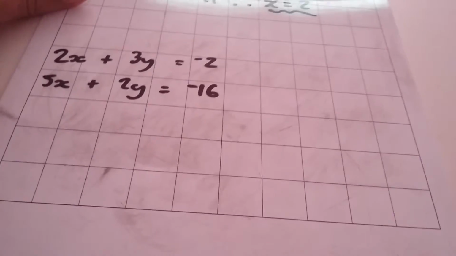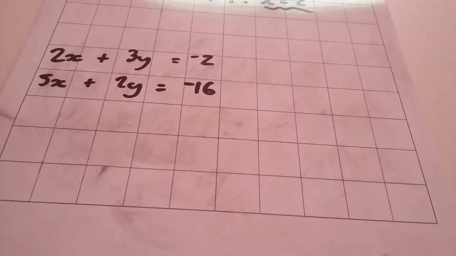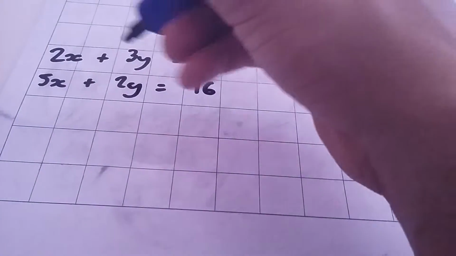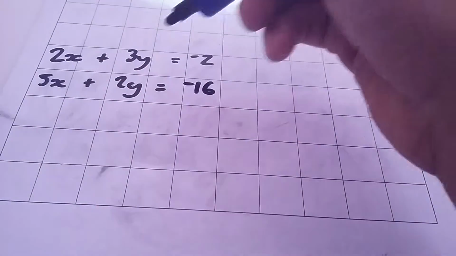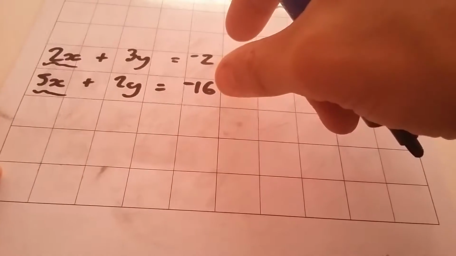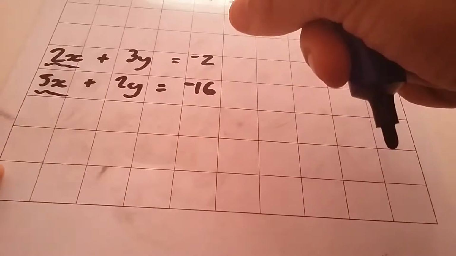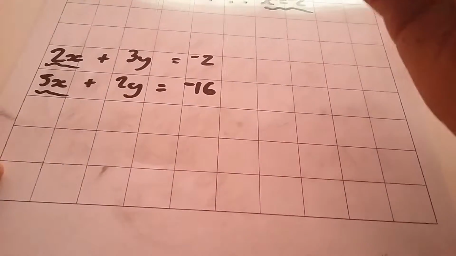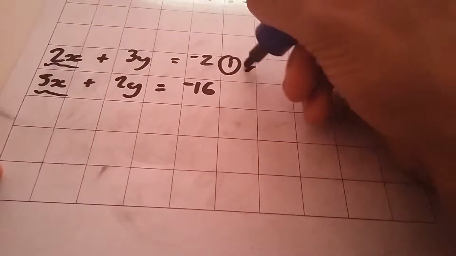A bit more of a complex example, this one. Because if I multiply one equation, well, 2 doesn't go into 5, 3 doesn't go into 2, or vice versa. So I'm going to have to multiply both equations. Now if you look here, the coefficients of x, I've got 2x and 5x. If you multiply both equations by the opposite one, I'll show you what I mean. I'm going to multiply this equation by 5. This is equation 1. I'm going to multiply it by 5.